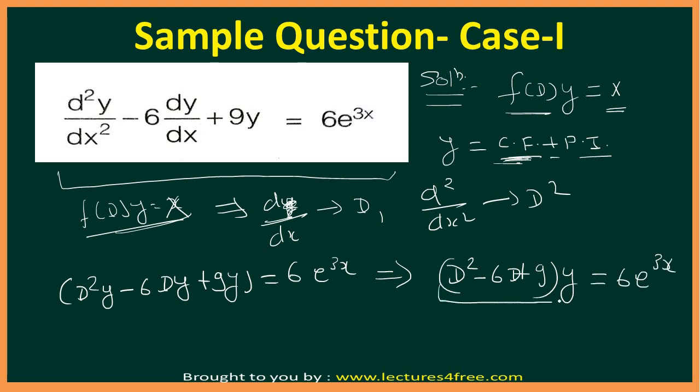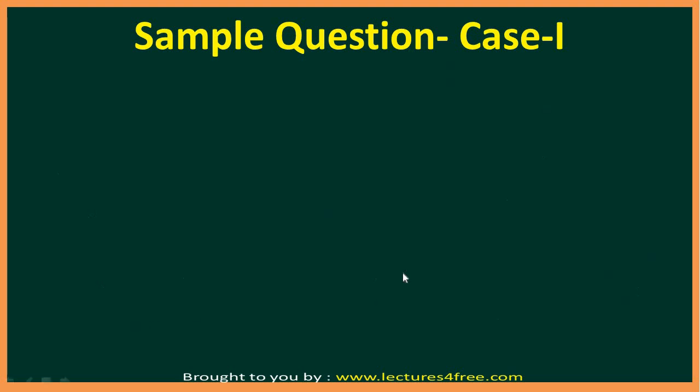So here it represents a function of D into y is equal to capital X, where capital X is this exponential function. To get the complementary function, we use the auxiliary equation. What is the auxiliary equation? The auxiliary equation is that the function of D should be 0. This is your auxiliary equation, and we have to find the roots of this auxiliary equation.